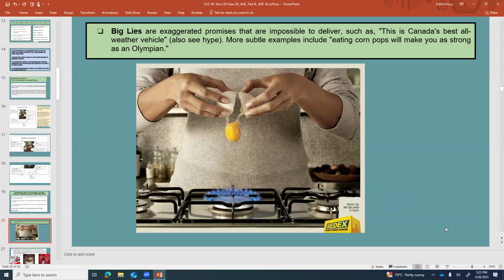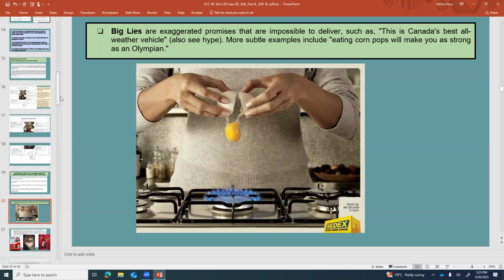Here, we've got SEDEX talking about, trust us, we deliver it fast. And you can see there's a lady here and she's cracking an egg and she has her gas stove on and the egg is falling. And the idea is like, the pan is going to be there so quick, the egg won't have time to fall. This is obviously a lie. Clearly that's not true, right? Okay.